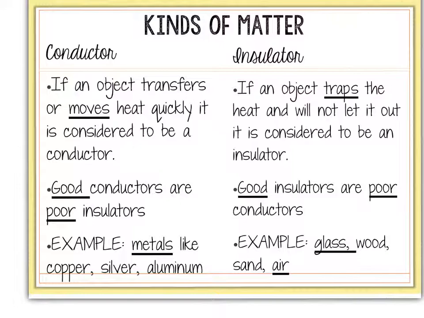The opposite of that is an insulator. If an object traps the heat and won't let it out, then it is considered to be an insulator. And of course, the opposite of a conductor, a good insulator, is a poor conductor. So look at glass, wood, sand, and air. Those are all examples of insulators.